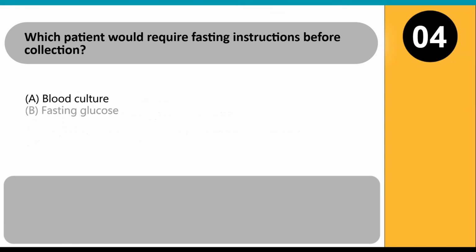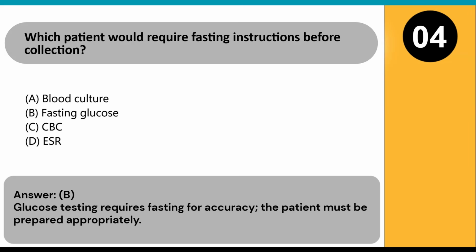Which patient would require fasting instructions before collection? A. Blood culture. B. Fasting glucose. C. CBC. D. ESR. Answer: B. Glucose testing requires fasting for accuracy. The patient must be prepared appropriately.